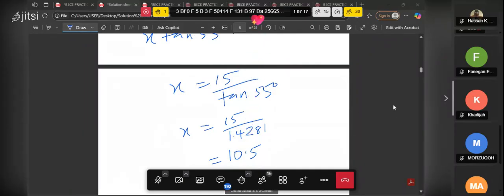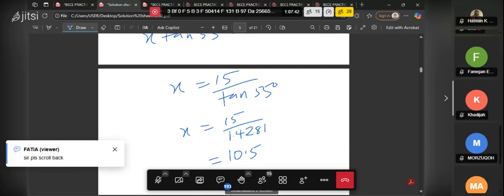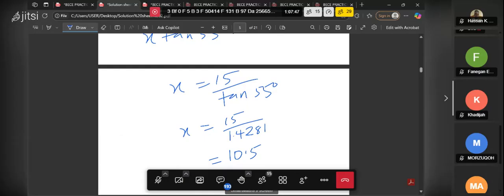Adebayo, yes, I was asking how do you get tan 55? Do you have a calculator with you there? Sir, it's not scientific. In my school, they don't allow scientific.